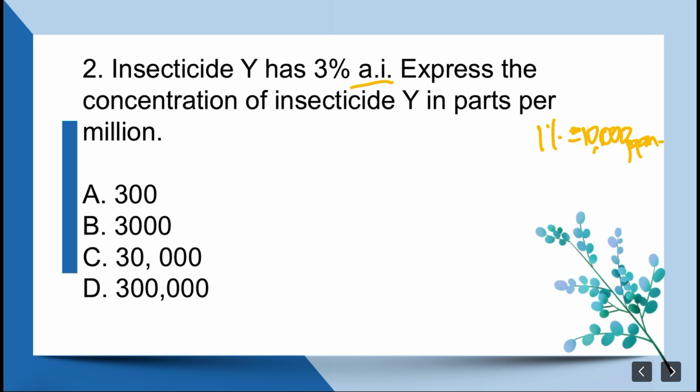So why is 1% equal to 10,000 parts per million? Now we will find out.